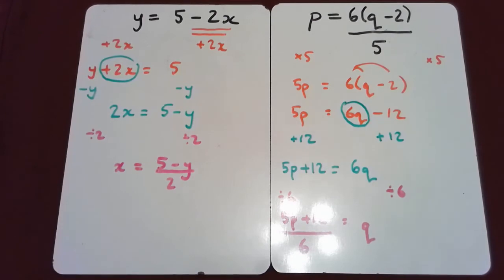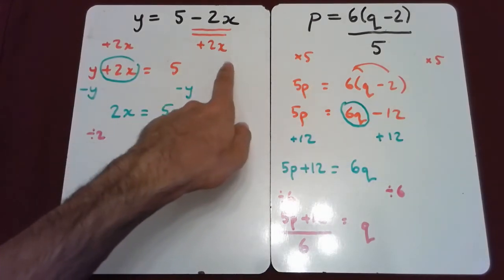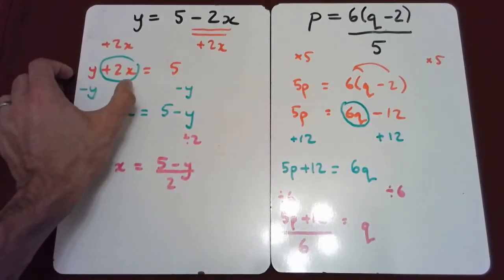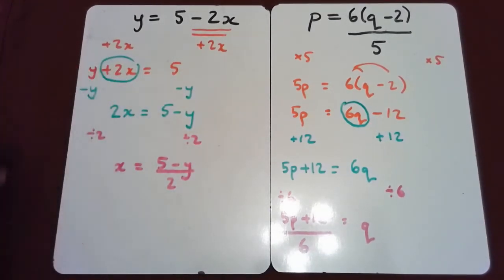So once again, similar steps to what we've seen previously. We want to make our unknown positive, so we take it to the left-hand side by adding 2x to both sides. We then rearrange accordingly in the same way in which we solve equations.